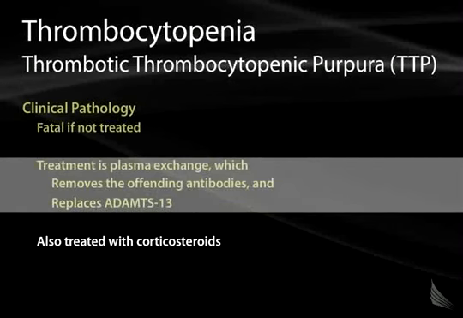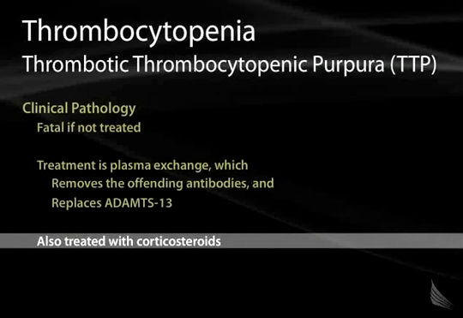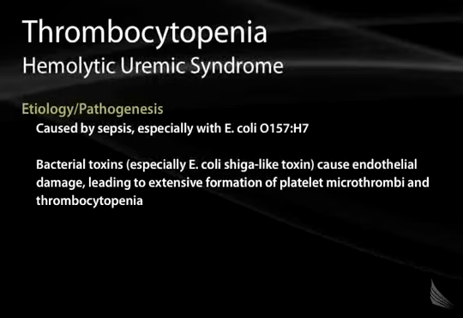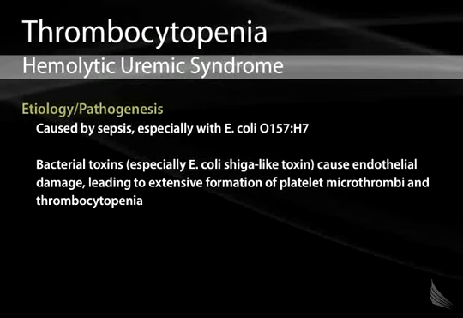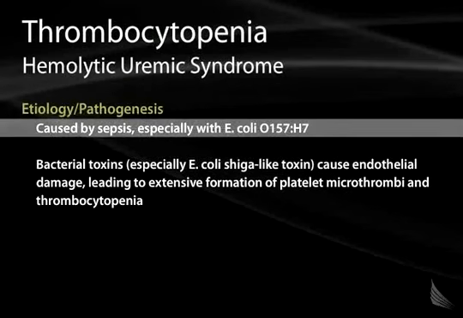And the treatment of TTP is plasma exchange, which does two things. It replaces the ADAMTS13 and removes the offending autoantibodies against the von Willebrand factor cleaving protease. It is also supplementarily treated with corticosteroids, but the key component of treatment, if given the choice, is immediate and urgent plasma exchange.